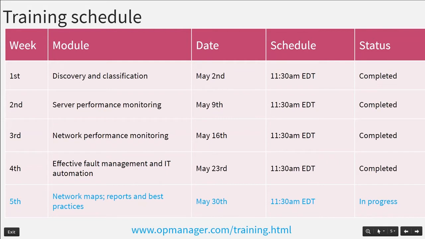And as you all know, we have already covered 4 parts. In part 1, discovery and classification, we saw how you get your inventories inside OpManager and how you apply filters to ignore the devices that you do not wish to add in OpManager and so on. In part 2, we discussed monitoring the health and performance of the servers. And in part 3, we discussed monitoring the health and performance of network devices. And in the previous session, you would have learned about managing the faults efficiently, how you monitor syslogs, event logs, SNMP traps, and how you automate using IT workflow automation in OpManager.